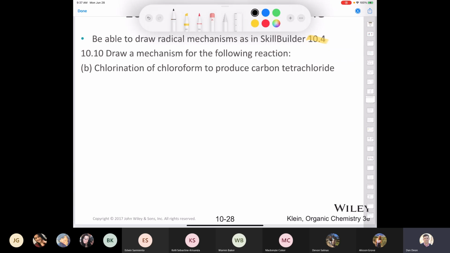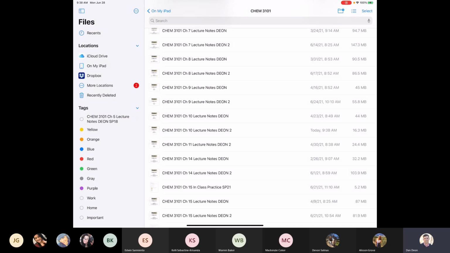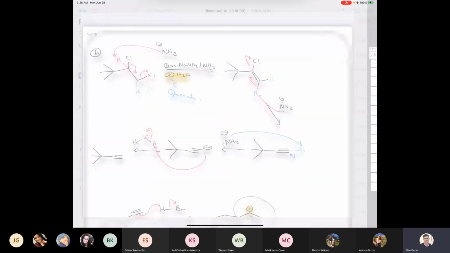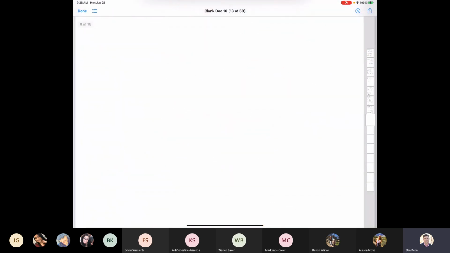So we're going to take chloroform, CHCl3, and we're going to combine that with chlorine. We're going to treat that with light, and then we're going to end up with carbon tetrachloride, CCl4, plus HCl, right? That's the chlorination of chloroform to make carbon tetrachloride. Well, we're going to need more space to solve this problem, so let's go over to a blank document here. Let's give it the old college try.